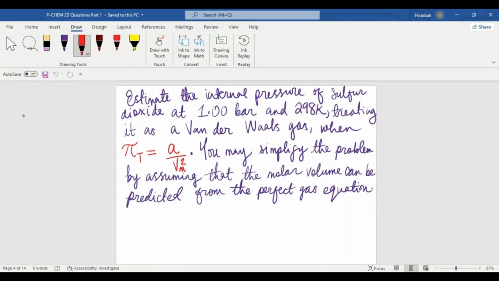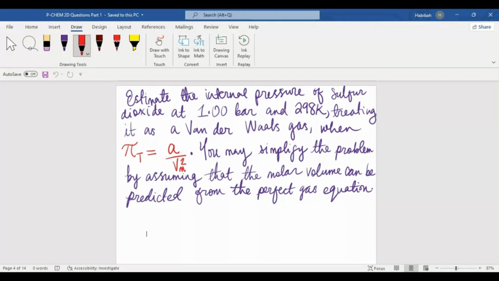So today we're going to be working on the question on the screen that says: estimate the internal pressure of sulfur dioxide at 1.00 bar and 298 kelvins, treating it as a van der Waals gas, where the internal pressure, pi sub T, equals a divided by Vm squared. You may simplify the problem by assuming the molar volume can be predicted from the perfect gas equation.